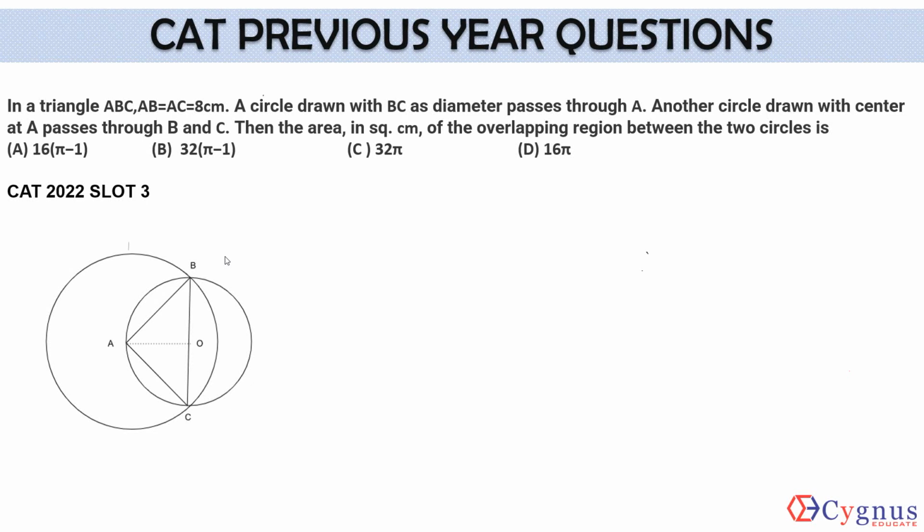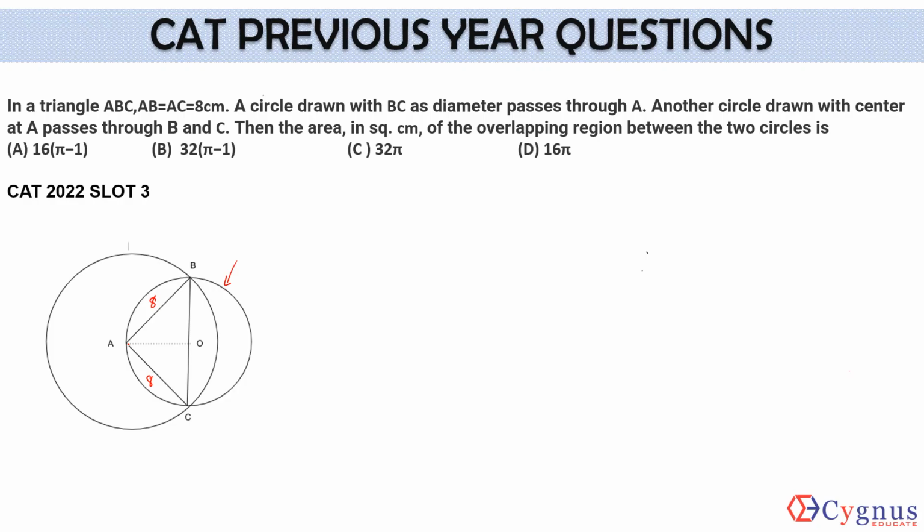Okay. There's a question of CAT 2022, slot 3. What's given here? A triangle ABC. This is triangle ABC. AB is 8 and AC is also 8. It's an isosceles triangle. A circle drawn with BC as a diameter is talking about this smaller circle.